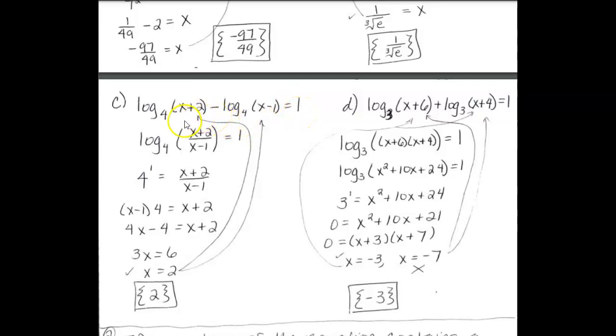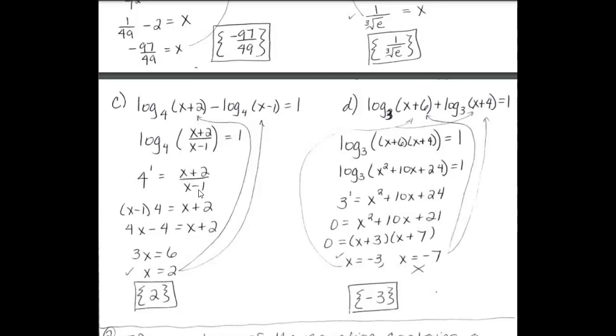All right, so our first step is to condense. We have to bring all the logs together as a single log. So this is where the properties from section 4.3 are going to come in. We learned in 4.3 that if you're subtracting separate logs, then you can merge them into division. Log base 4 of x plus 2 divided by x minus 1, and then equals still the 1 on the right side. So now we have a single log expression equals a number. So this is where the definition comes in. 4 to the power of 1 equals x plus 2 over x minus 1. That's how I get this line.